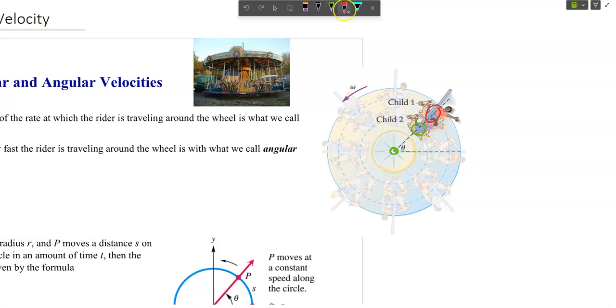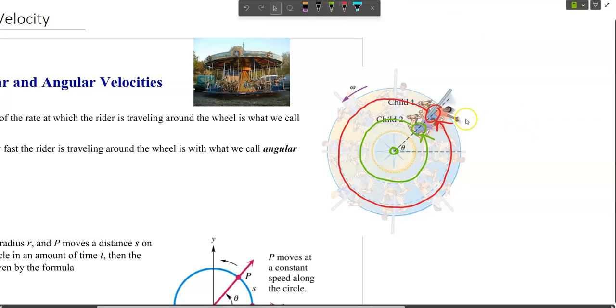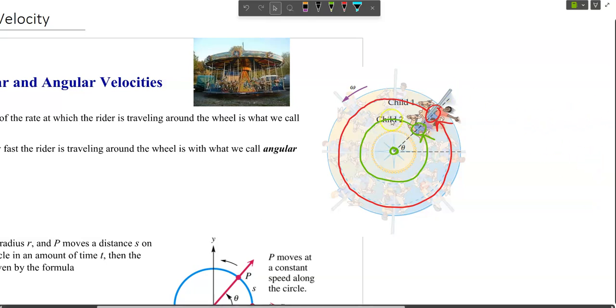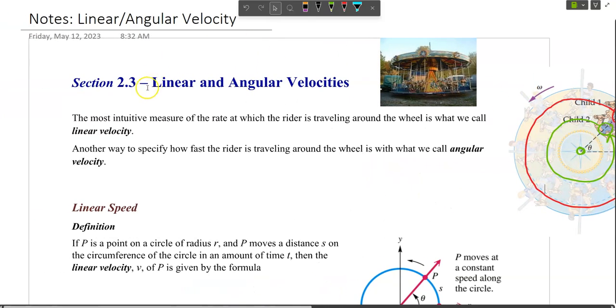But what is different, however, is that child one and child two are having similar but different experiences. Child one in that time is actually traveling a further distance around in order to complete that revolution. So a much longer trip over the same amount of time as child two, who's going around a much shorter trip. And so while their angular velocities are the same, 30 degrees per second, their linear velocity, the actual experience they're feeling while they're moving, is different. Child one is moving faster than child two. So it's really important to note those differences as we talk about linear velocity versus angular velocity.